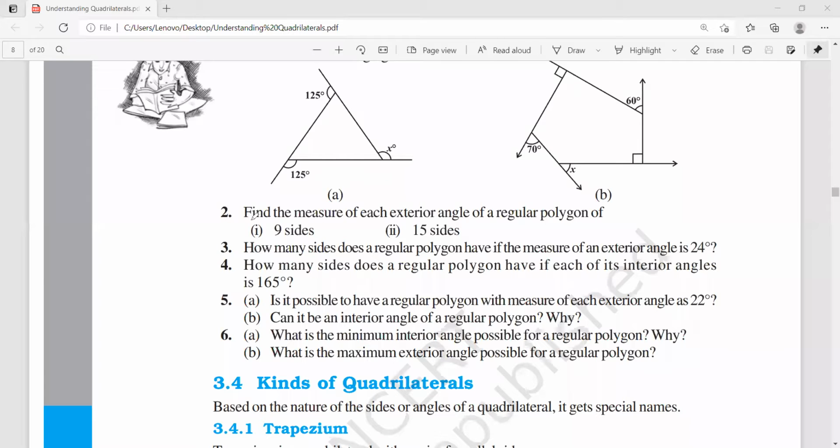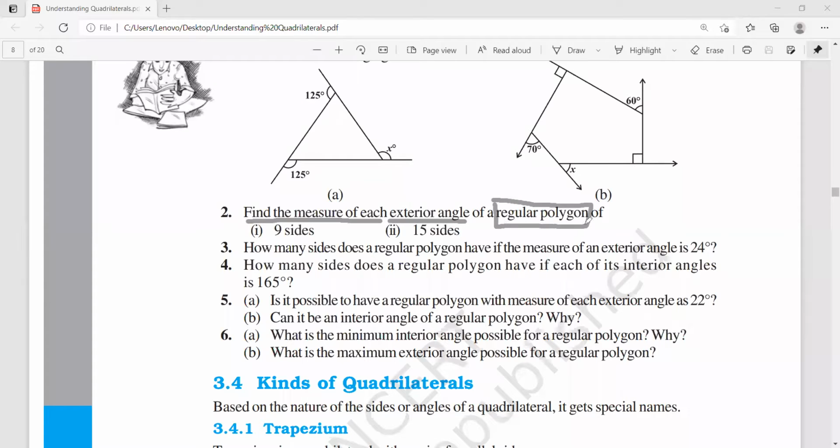Exercise 3.2, question number 2. Find the measure of each exterior angle. We have to calculate the value of the exterior angle of a regular polygon. Highlight this word in textbook and notebook both.